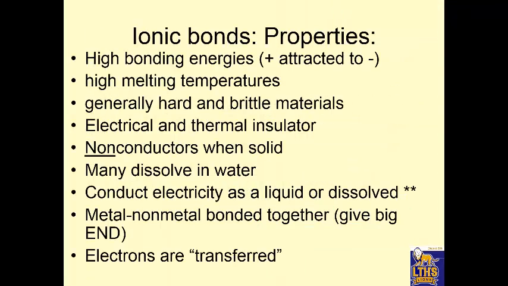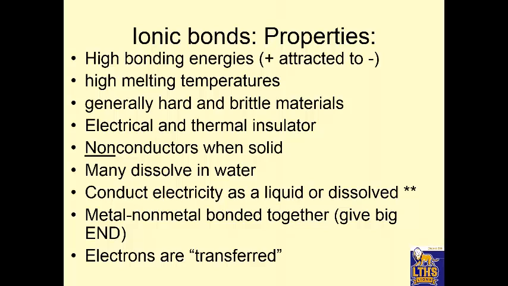Okay, so because ionic bonds form when ions are attracted to each other, they have high bond energies and a lot more properties. There's a full positive charge attracted to a full negative charge. They have high bonding energies. This is going to give them high melting points in general. Also, it's going to make hard, brittle materials. So ionic compounds are going to be solids at room temperature, and they're going to be hard and brittle. They're going to be electrical and thermal insulators. They are not going to conduct electricity when they're solid.